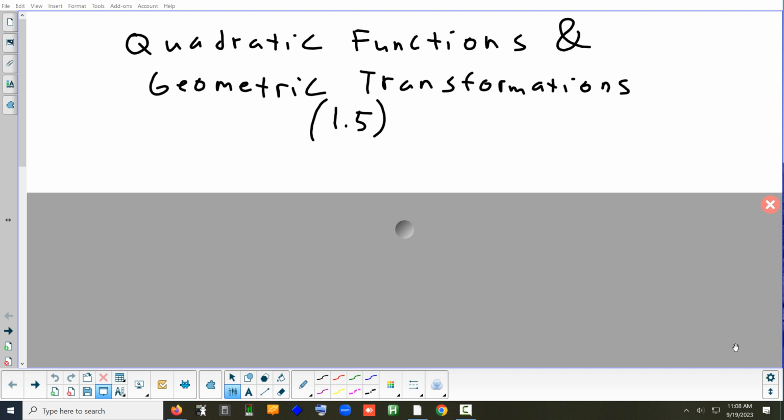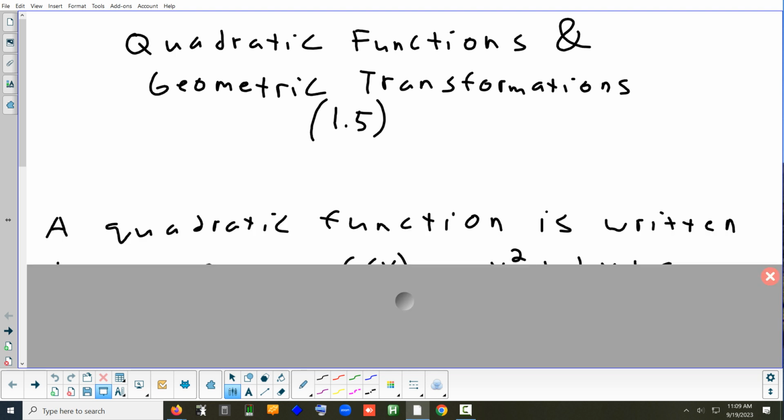So the second section we are going to take a look at is 1.5. And 1.5 is on transformations, specifically applying them to parabolas. And by transformation, I mean shifting horizontally or vertically, and then stretching vertically, or even reflecting. That's a transformation as well. Okay, so we're going to look at all of them.